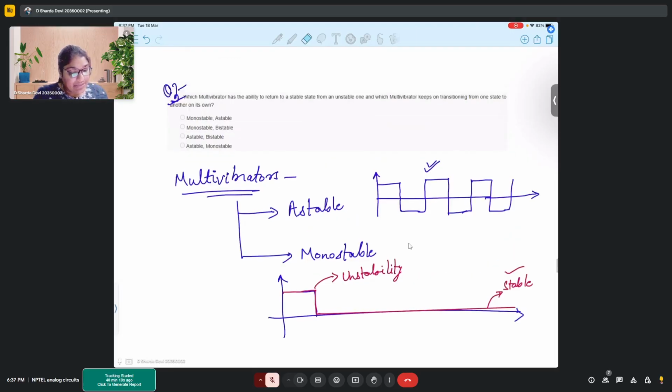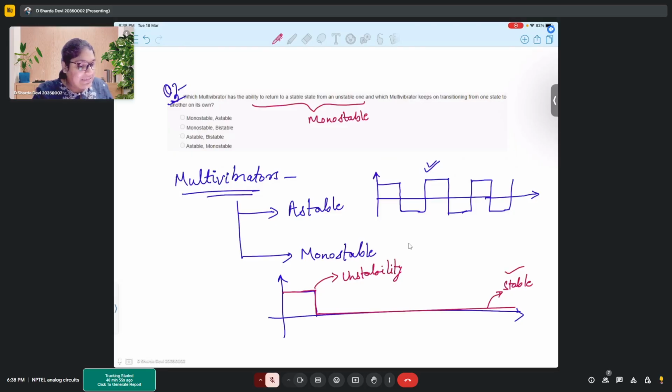Here the question is asked which multivibrator has the ability to return to a stable state from an unstable one. So which of the two multivibrators has a stable state? First of all, an astable multivibrator does not have any stable state. Only a monostable multivibrator has a single stable state, right? So that's why the explanation is for a monostable multivibrator.